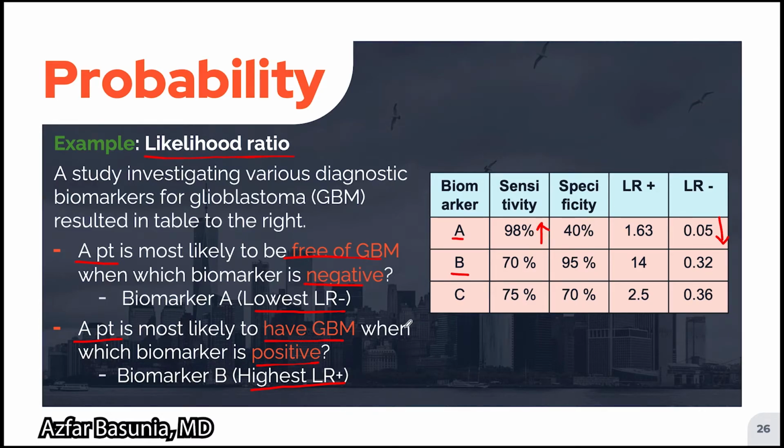In this case, we're looking for the biomarker that can serve as a confirmatory exam for glioblastoma with the highest specificity, which also happens to be biomarker B. Again, this is not surprising, as tests with higher positive likelihood ratio are more likely to have higher specificity.